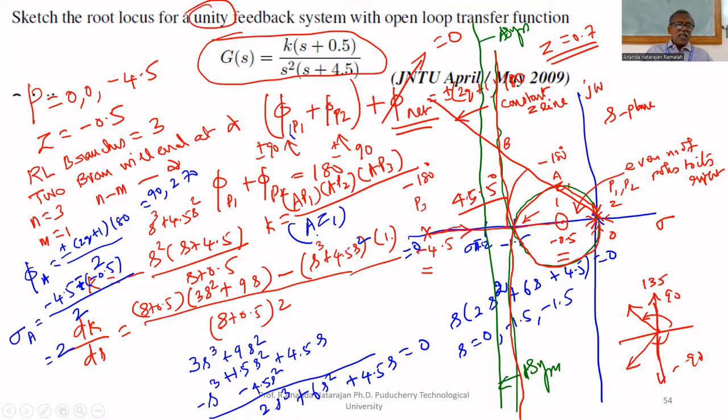Because A is called the dominant pole. One work has to be done by two persons. One person is doing very fast, another person is doing very slow. The slow person completes the work in half an hour. The fast person completes his part in 15 minutes. When will the work be over?